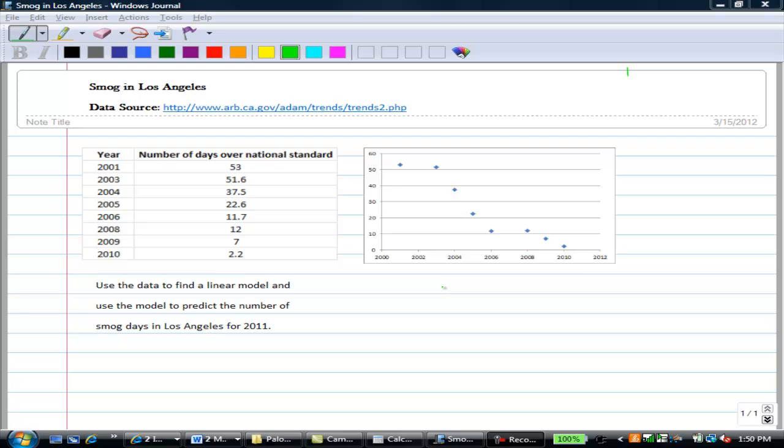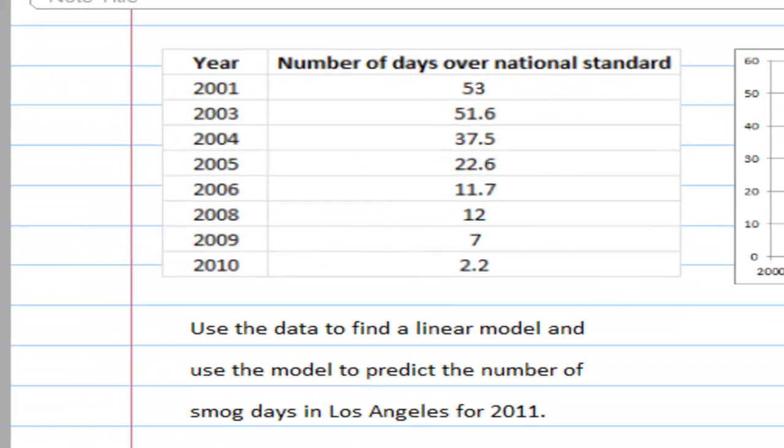Today we're going to take a look at an example that involves smog in Los Angeles. If you look at our chart here, on the left-hand column we have the year, and in the right-hand column we have the number of smog days over the national standard. Let's take a look at our problem. It says, use the data to find a linear model and use the model to predict the number of smog days in Los Angeles for 2011.